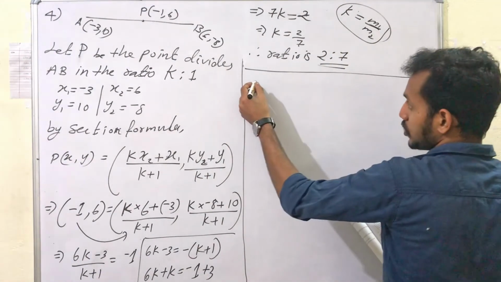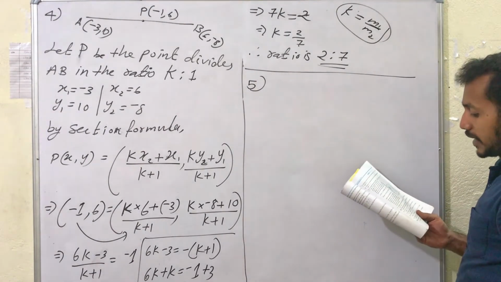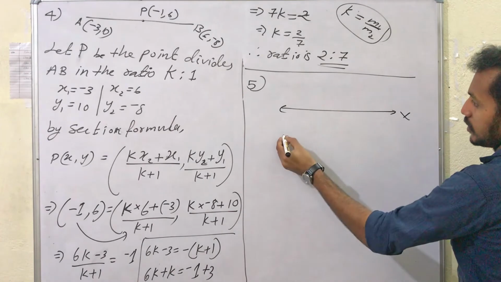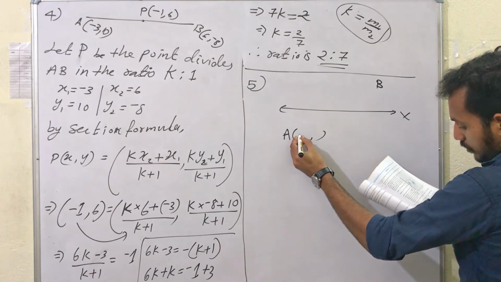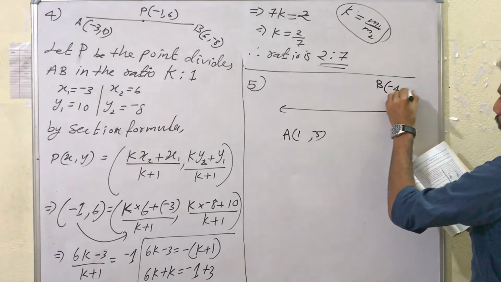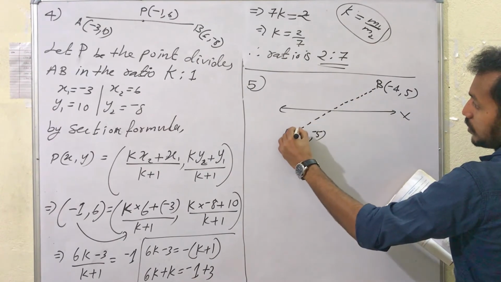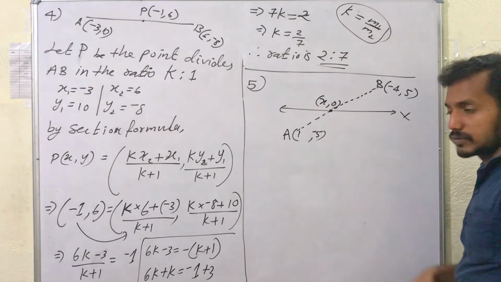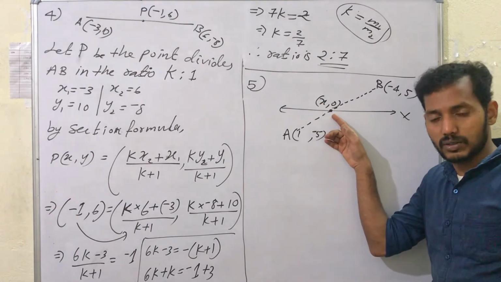Next question is question number 5. Find the ratio in which the line segment AB is divided by the x-axis. So there is an x-axis, okay, and AB divides the x-axis. These are the coordinates of A and B: A is 1 comma minus 5 and B is minus 4 comma 5. This line segment divides the x-axis here. Suppose then the y coordinate will be 0. That is the concept we need to remember. If it divides the x-axis, obviously the y coordinate will be 0.